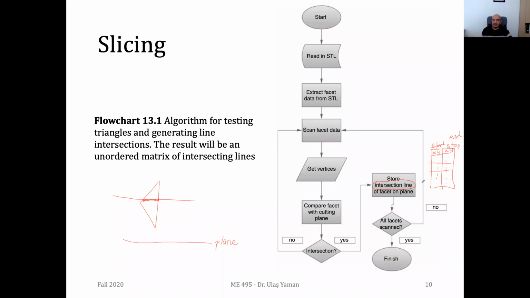Since in this list, we will have these lines in a random manner. They are not ordered. We don't have a contour. We don't have a closed contour. They are irregular. So in the next algorithm, we need to obtain a connected order or connected profile. So there's a question.